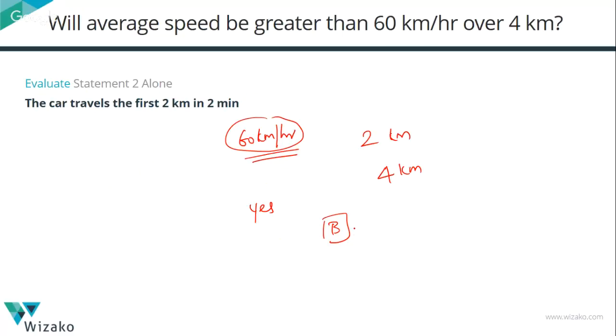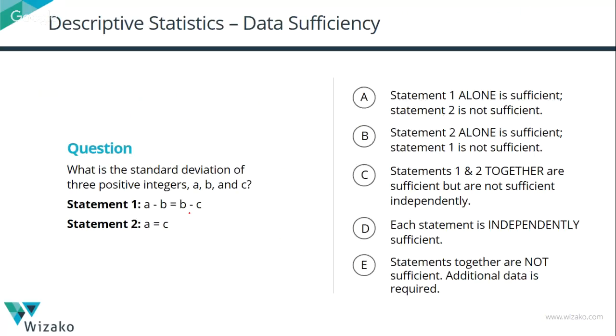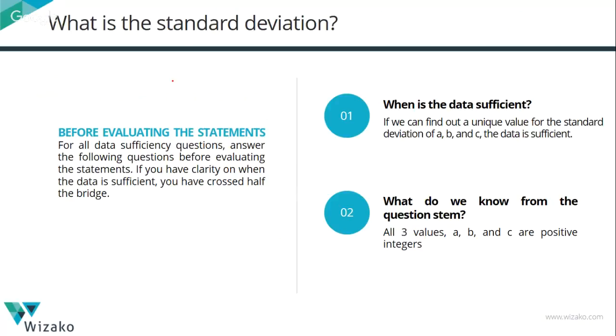Right. Here, you need a little bit of rates concept to be able to answer this question. Let's move on to the next one. What is the standard deviation of 3 positive integers? They've said these are integers, A, B, and C, and they're positive integers. So in this case, you don't need to worry about fractions, negatives, none of that. Again, we need to find out a unique value. You need to be able to say the standard deviation is a 5, or the standard deviation is a 0. A number is needed to get to the answer.